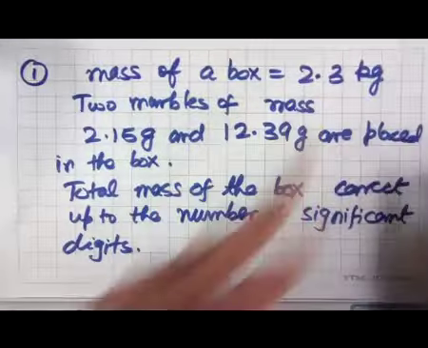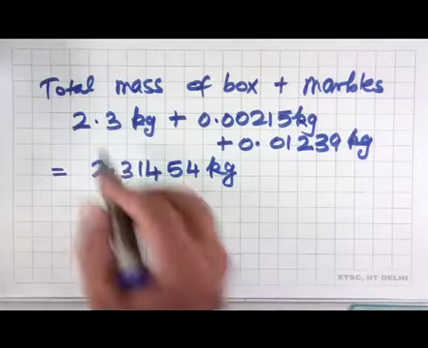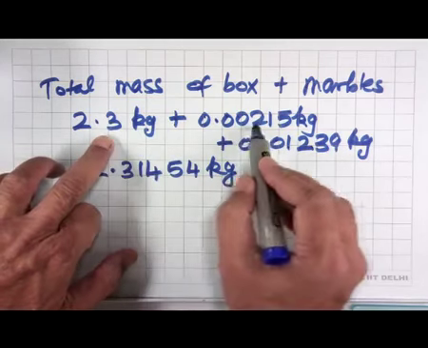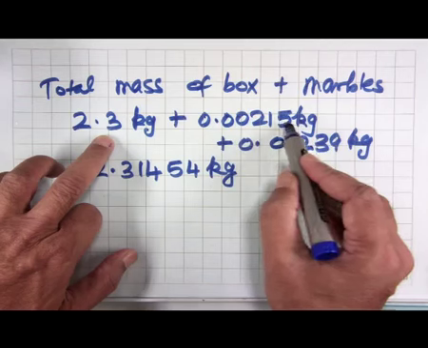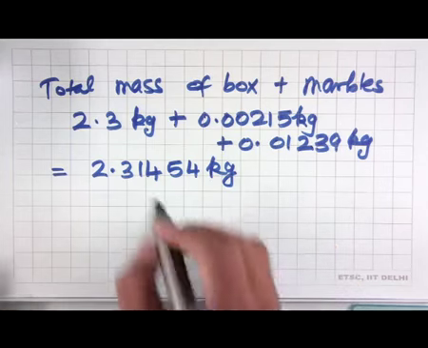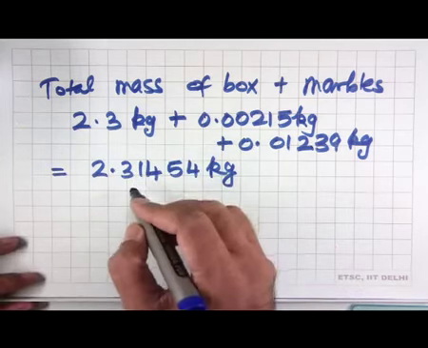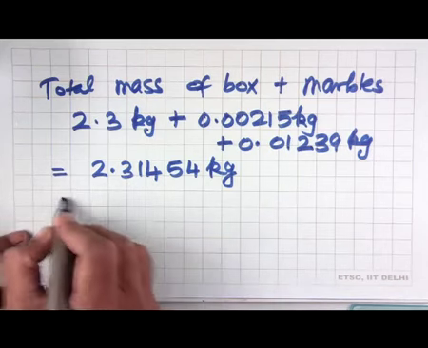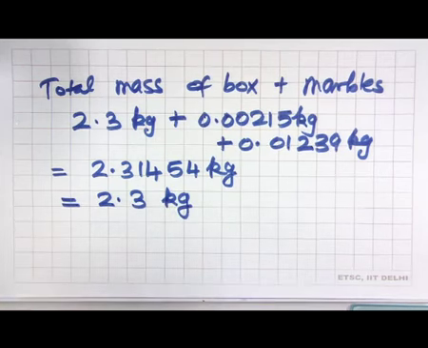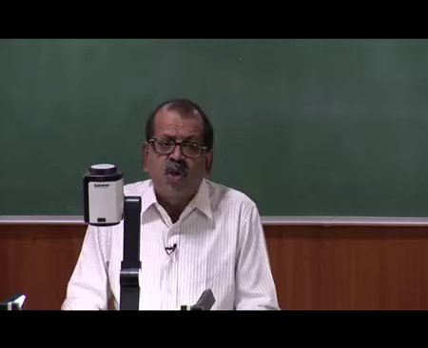Here what we see is the first quantity which we have added, 2.3 kgs, is given up to 1 decimal place, whereas the other quantities are both going up to 5 decimal places. So, we have to round our answer to the first decimal place. This is 2.314. So, in terms of significant digits, we will write the answer as 2.3 kgs, which looks wrong, because the box itself was 2.3 kgs, you have added 2 marbles, but the answer has not changed.